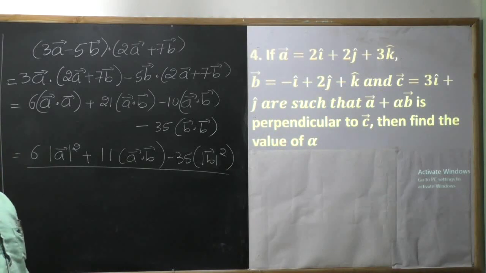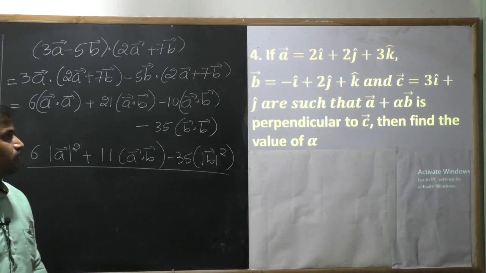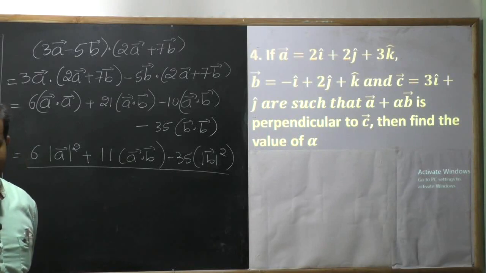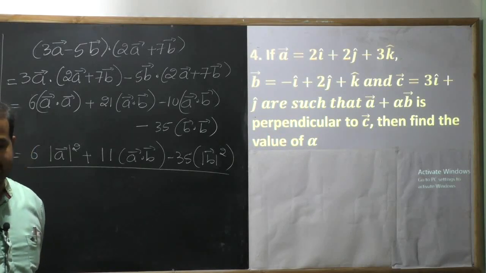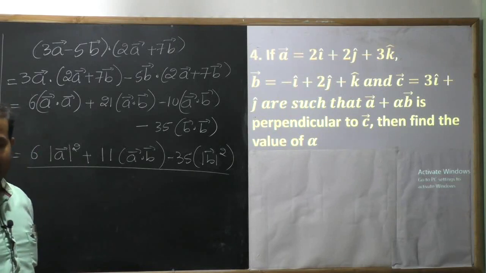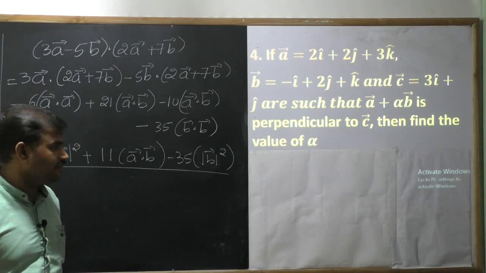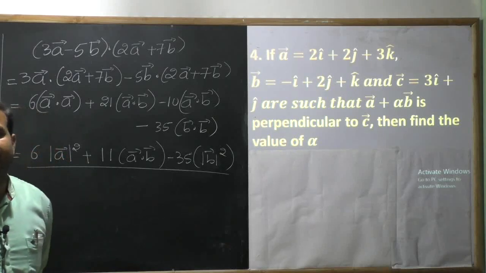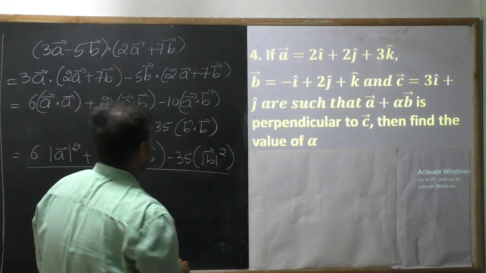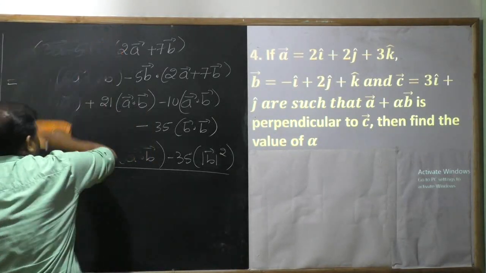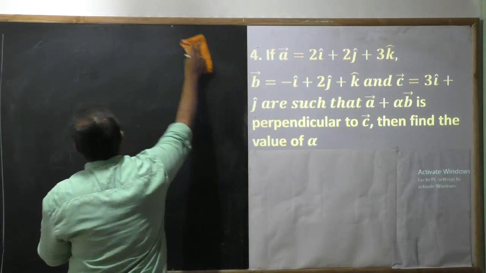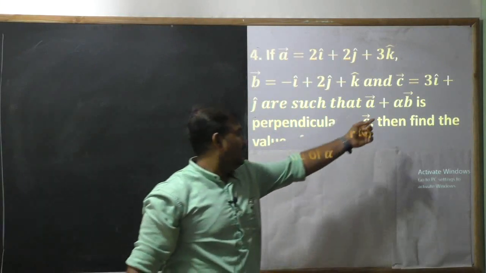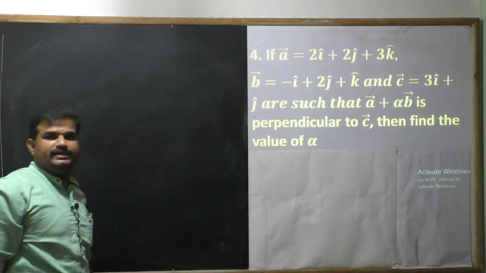The next question is: if vector a is equal to 2i cap plus 2j cap plus 3k cap, vector b is equal to minus i cap plus 2j cap plus k cap, and c is equal to 3i cap plus j cap, such that vector a plus alpha into vector b is perpendicular to c, then find the value of alpha. The question gives 3 vectors, and this vector a plus alpha into vector b is perpendicular to vector c.